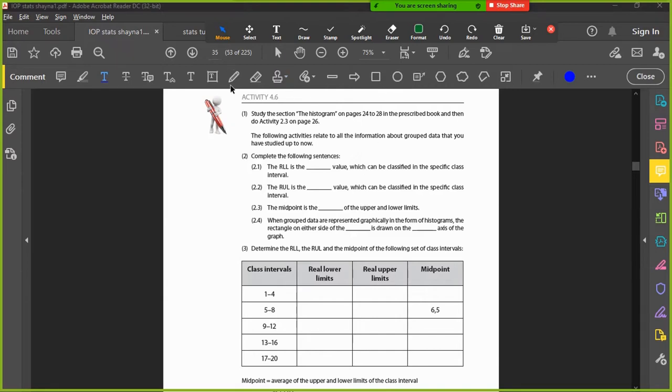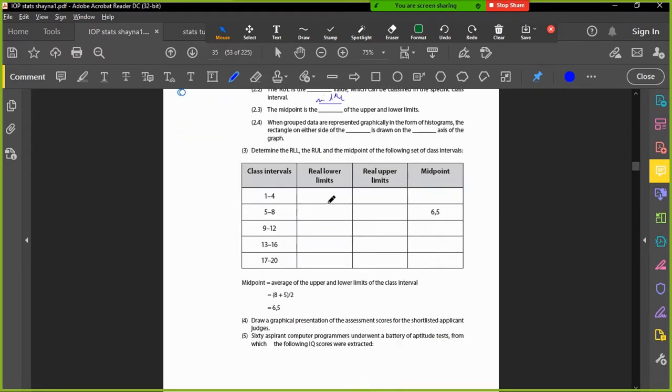If I have the points 10 and 20, what's the midpoint? 15. Yes, it's in between. It's the middle point. It's the central location between the upper and lower limits. Right. Yeah. Okay. Then they want you to determine the real lower limits and real upper limits and the midpoint.